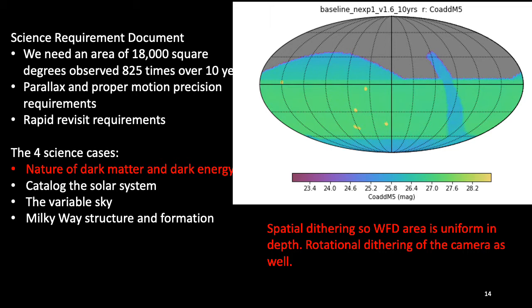We'll also rotationally dither the camera. So every night the camera will be at a different rotation angle to hopefully randomize any systematics in the optics.